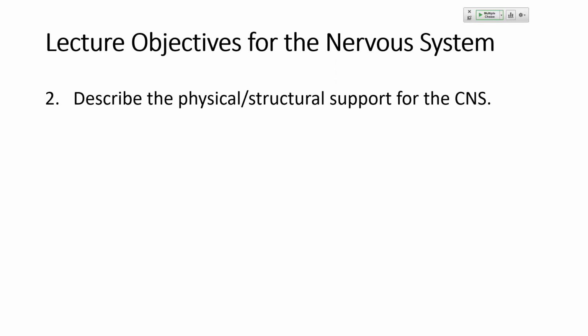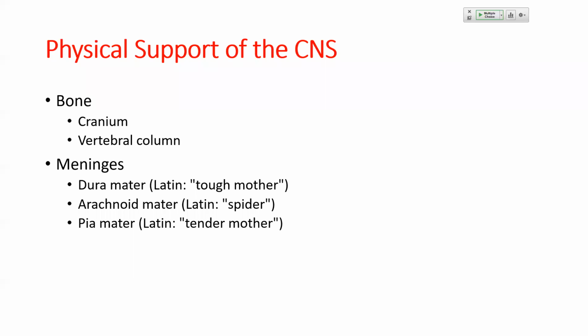Okay, so our second objective here is to describe physical structures that support the CNS. Now, a lot of these structures we've spoken about in our unit in the lab. So we talked about the skull, which includes the cranium and the vertebral column. Both of these help to protect the brain and spinal cord. And so they're hard bones that encase these fragile brain tissues and spinal cord tissues.